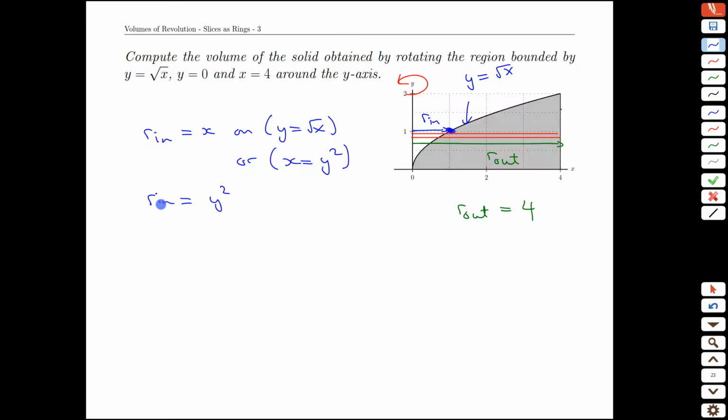When y is 0, the radius is 0. When y is 2, the radius is 4 for the inner radius. That matches perfectly.